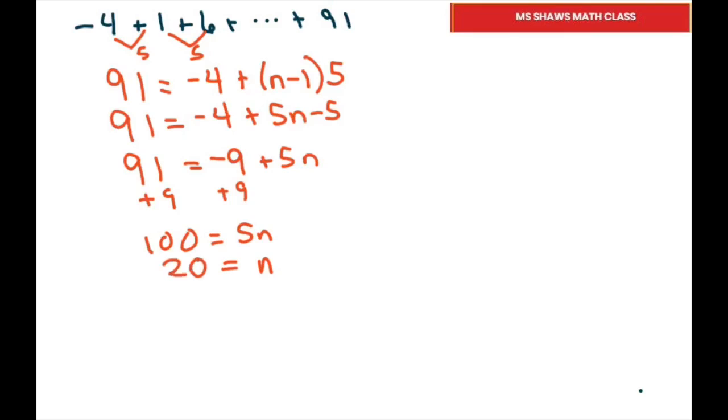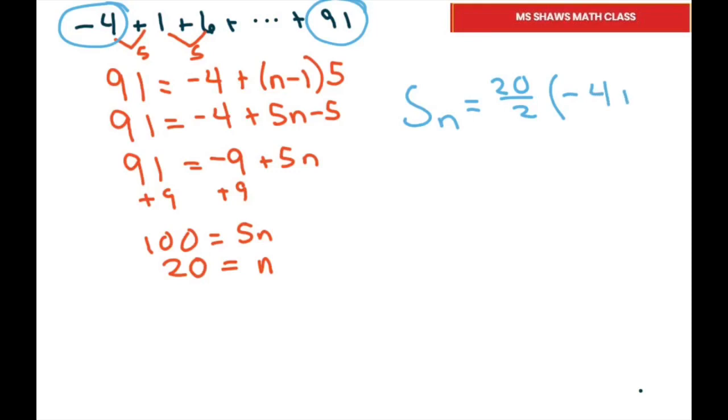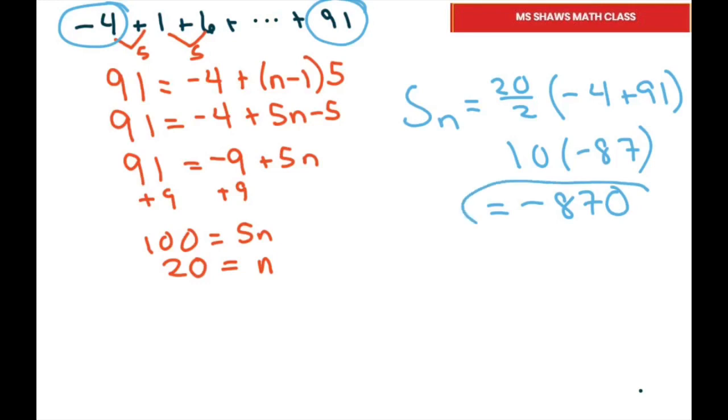And 5 goes into 100 20 times. So n is 20. Now use your sum formula. It's n over 2, so it's 20 over 2, and you just add the first and last term: negative 4 plus 91. So that's going to be 10 times 87, which equals 870. And that would be your sum.